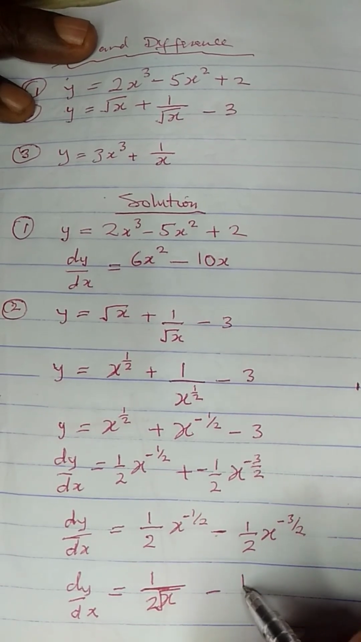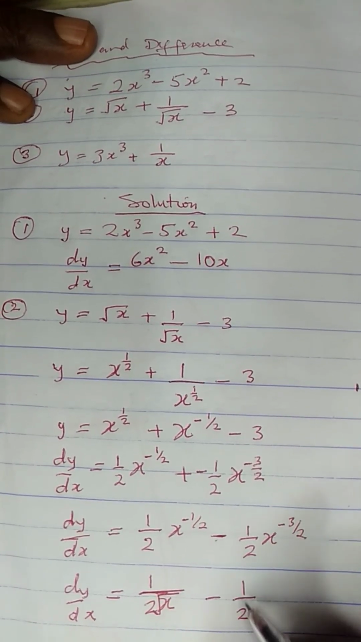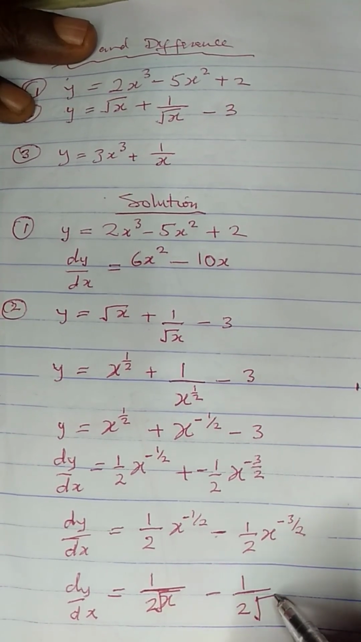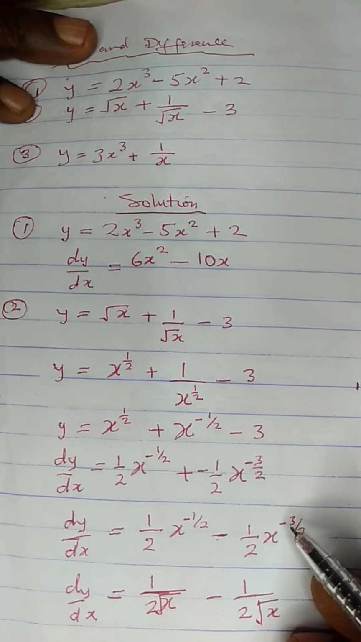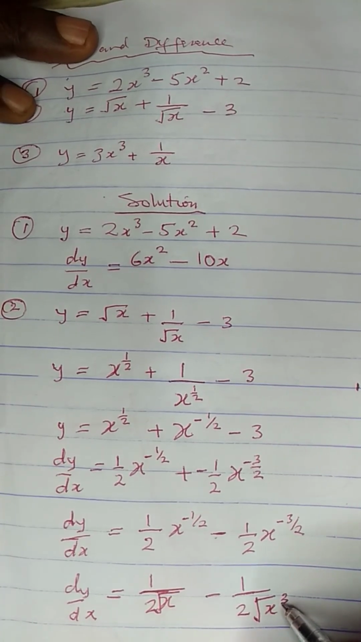minus 1 all over 2. All of this will come down because of the negative here. So we have square root of x, then the numerator is x raised to power 3. So here now, this gives us our final answer as our dy/dx.